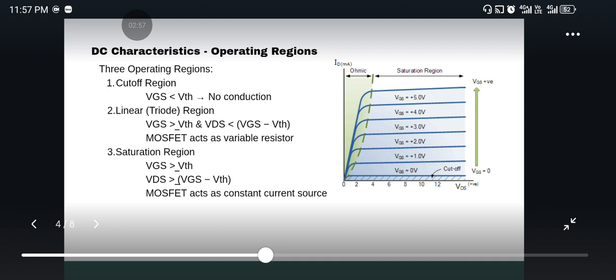The last one is the saturation region. When VGS is greater than VT and VDS is large, the drain current ID becomes almost constant. The MOSFET acts like a current source. It is used in many applications.